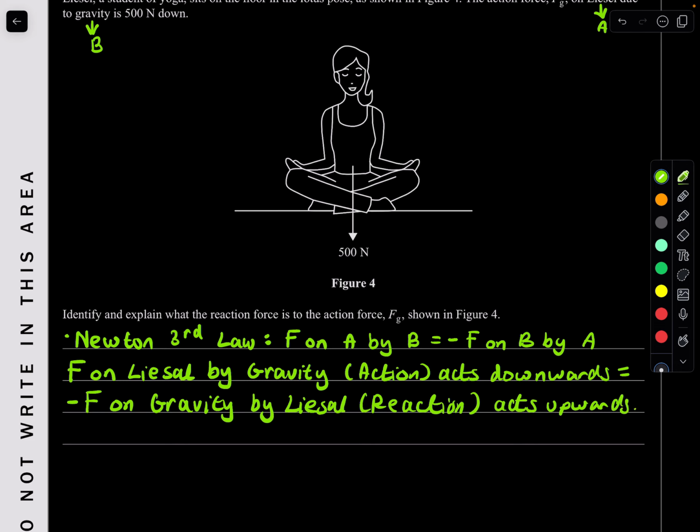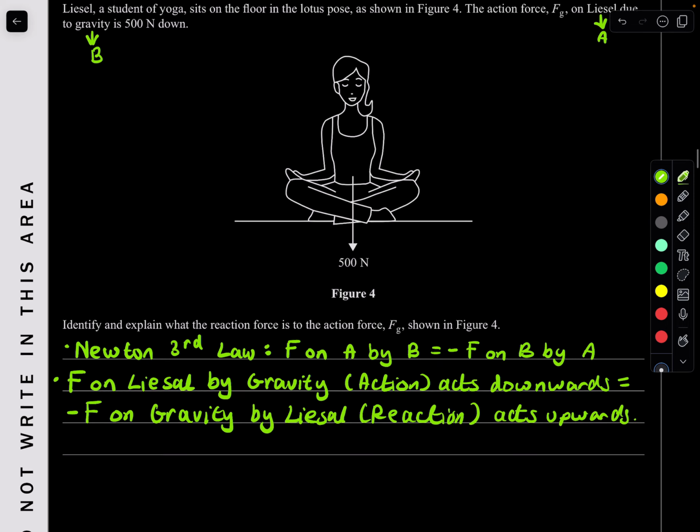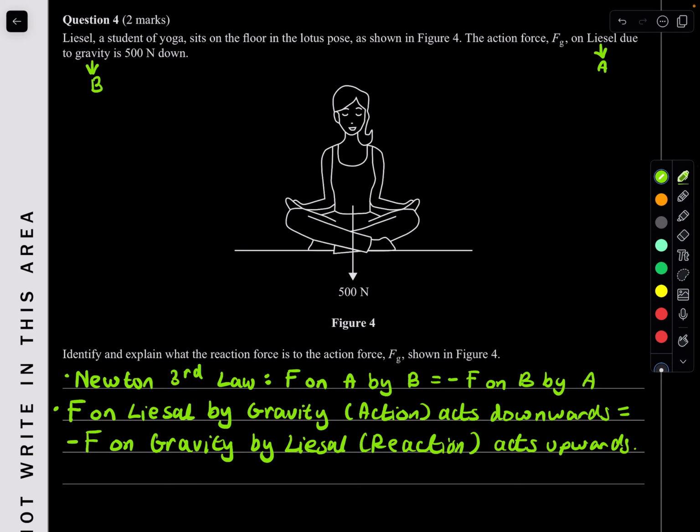Beautiful, so we've shown that. That's a nice application of Newton's third law. We've written Newton's third law, and the force on Liesl by gravity is our action force, which acts downward. Your reaction force is the force on gravity by Liesl, which acts upwards. And so this is how I would do it.